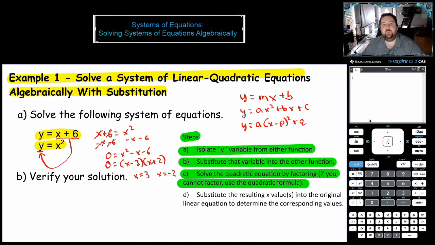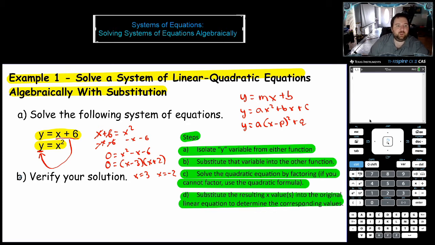Unlike previously, when you factor, this would tell you the x-intercepts. But because we're doing a substitution here, what this is solving for is not our x-intercepts. Instead, it's the x values of our points of intersection. And so, with these points, we can now move on to the final step, substituting the resulting x values into the original linear equation to determine the corresponding y values.